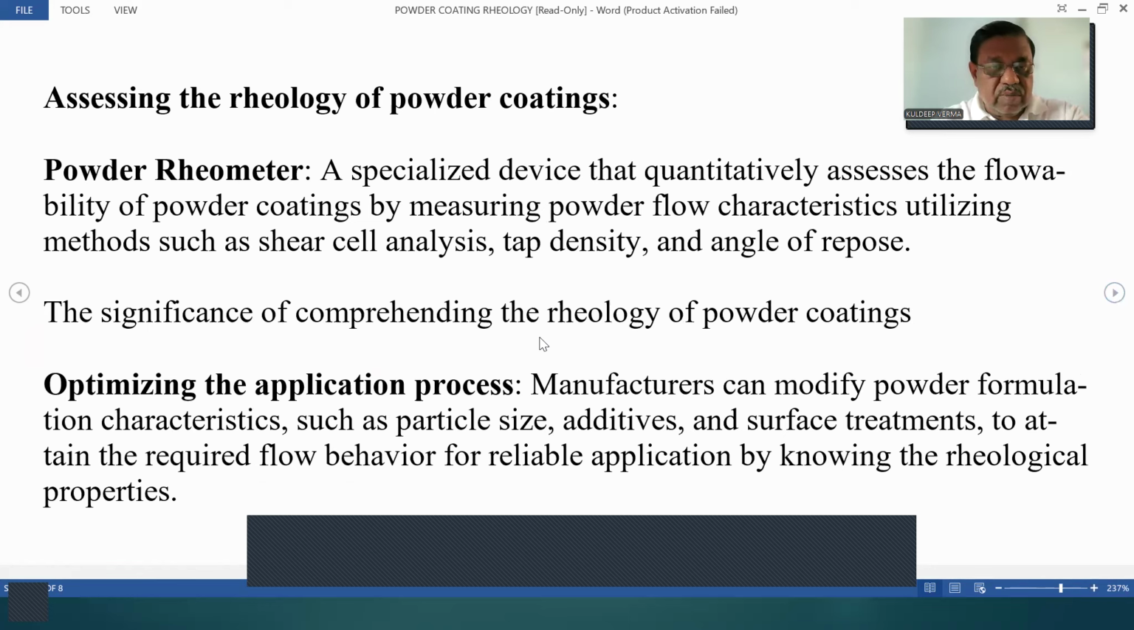Assessing the rheology of powder coating: the powder rheometer. A rheometer is the instrument by which we can check the rheology, the fluidity of the powder. A specialized device that quantitatively assesses the flowability of powder coatings by measuring powder flow characteristics, utilizing methods such as shear cell analysis, tap density, and angle of repose. This rheometer, I will cover in another video. I will make a different video.